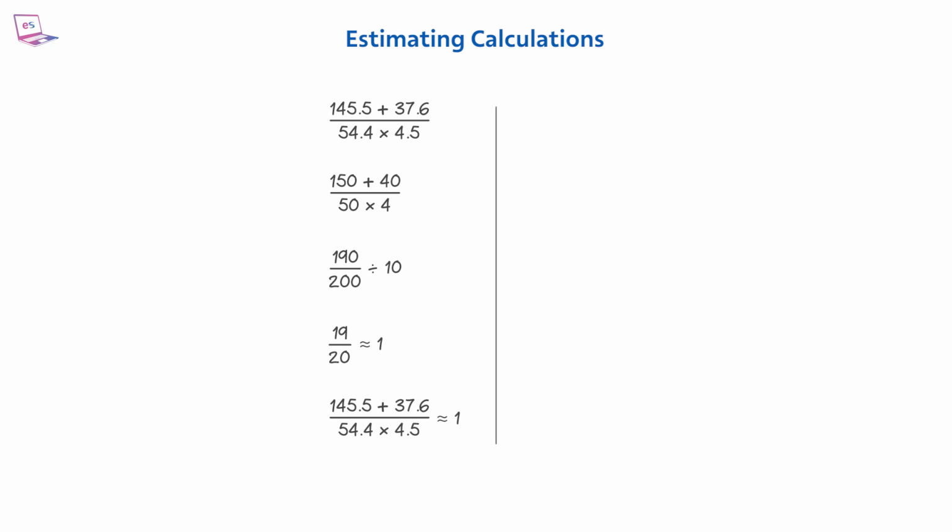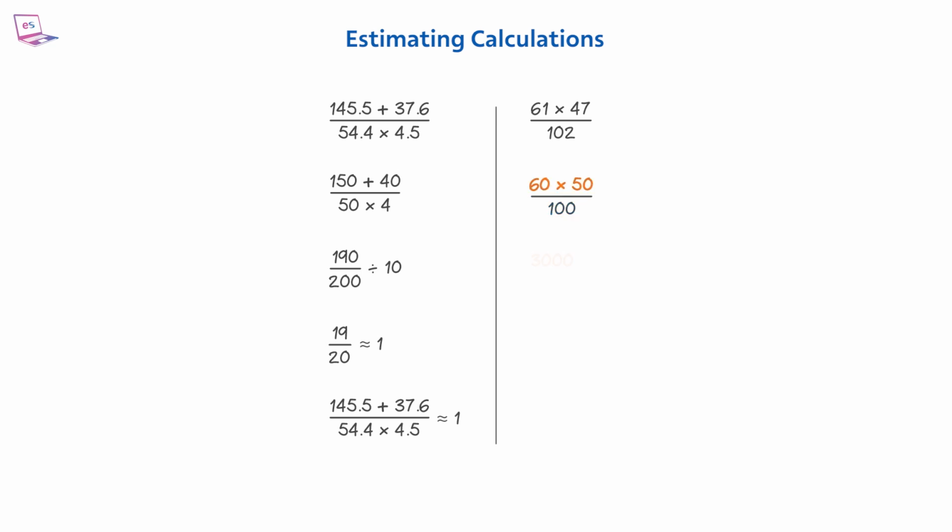Let's see another example. Here, you need to estimate the value of 61 times 47 divided by 102. We can round 61 to 60 and 47 to 50 in the numerator. Likewise, 102 can be rounded to 100. And the expression becomes 60 times 50 divided by 100.